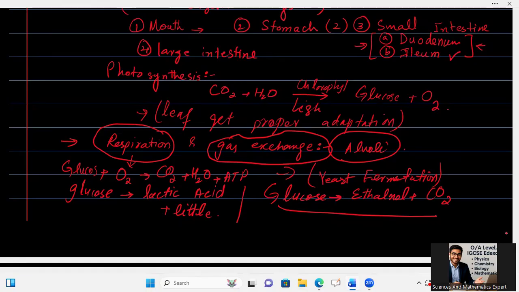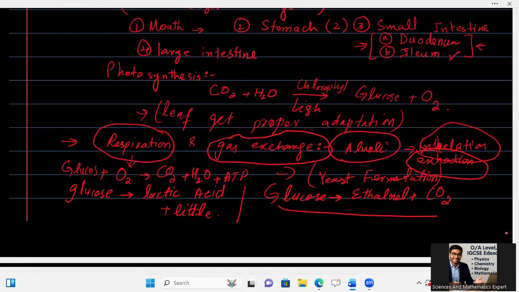The mechanism of breathing should be taken in the form of inhalation and exhalation. Inhalation means taking in oxygen, and exhalation means taking out carbon dioxide. Inhalation happens when intercostal muscles contract, ribs move up and out, and the diaphragm contracts and flattens, so the volume in the thorax increases and pressure decreases. So air rushes into our body.